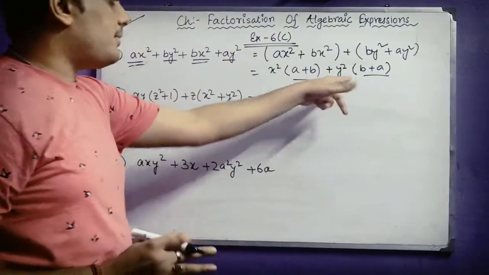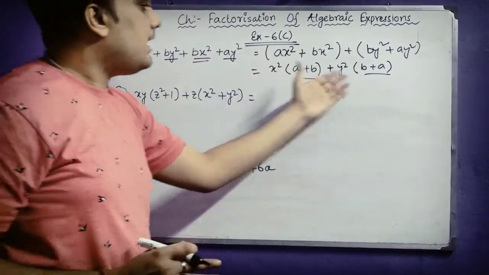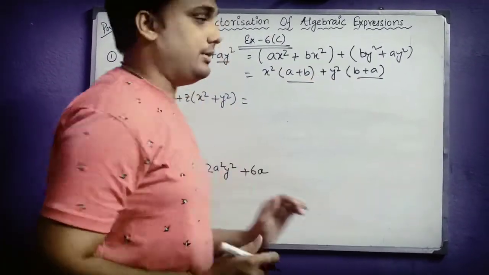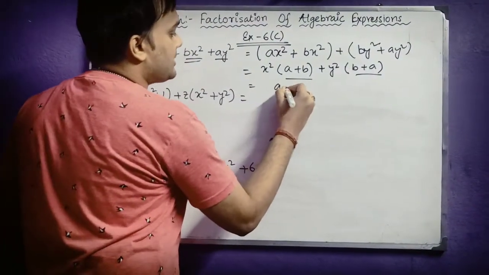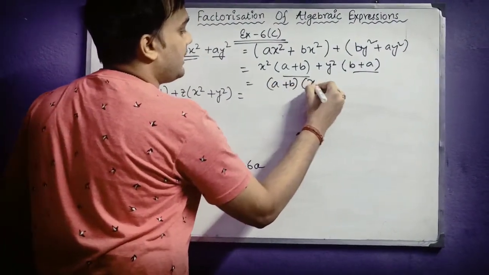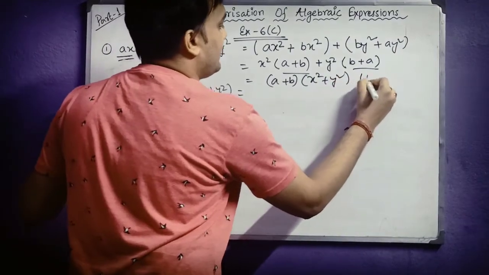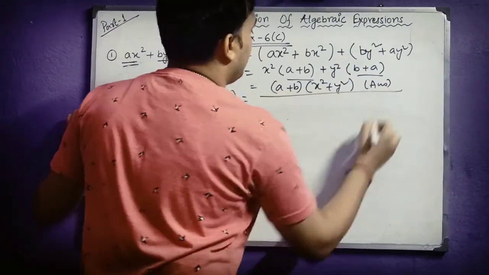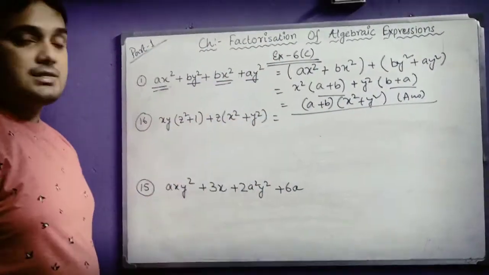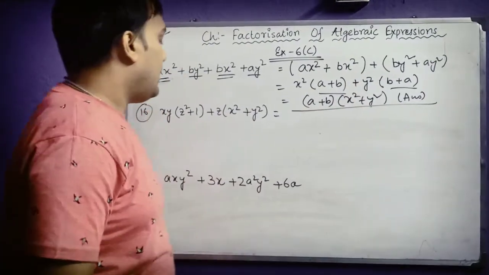Now you can see the bracket parts are same because a plus b and b plus a are the same thing only. So I can take a plus b as common here, and inside the bracket it will be x square plus y square. This is our answer. Okay? Because the brackets are same, and b plus a and a plus b both are same. Move on to the next question.